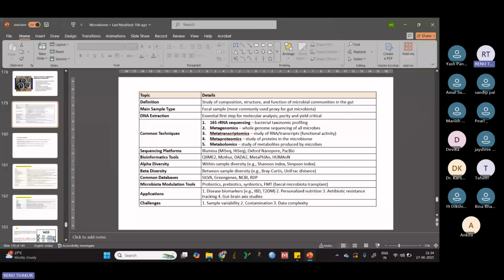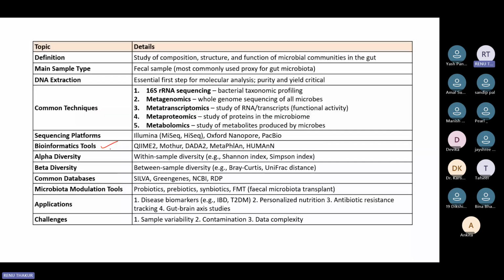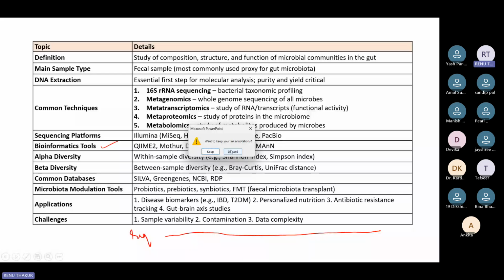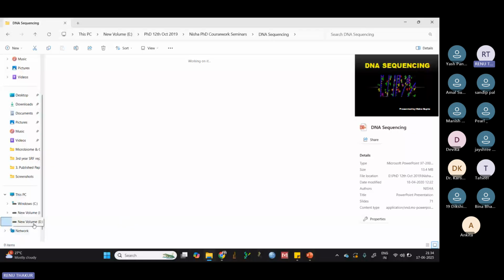Okay, so after that, the sequencing platform we have already studied. We have different bioinformatics tools. Why are bioinformatic tools required? Because sequencing will generate sequence data. So what will you do, without bioinformatics, with that huge amount of data, that lengthy stretch of sequences you will get? Let me show you how the sequences look. So I will show my sequence.